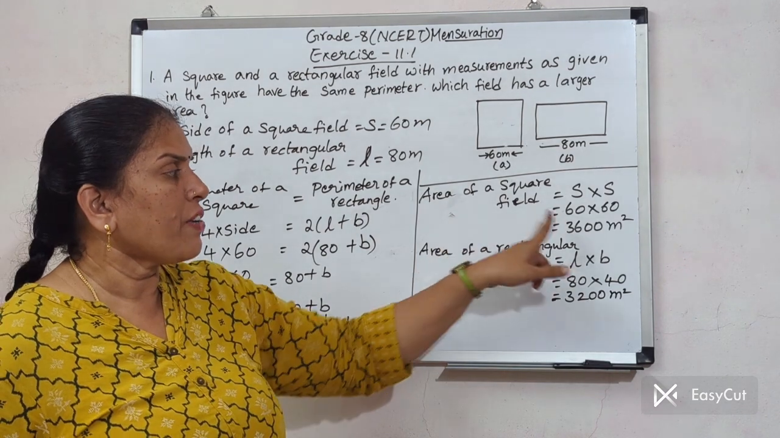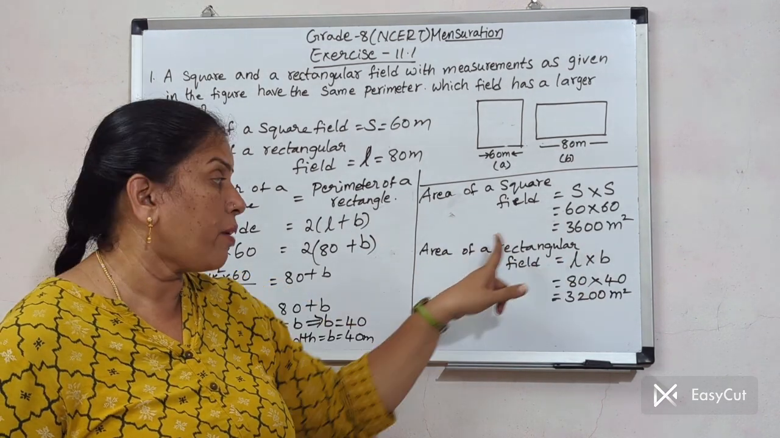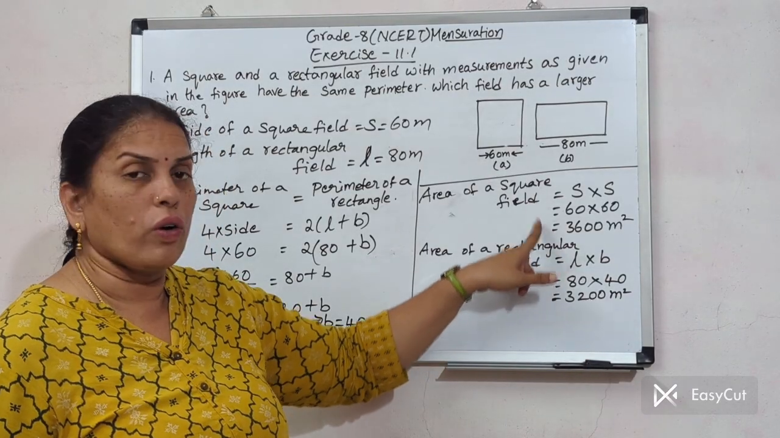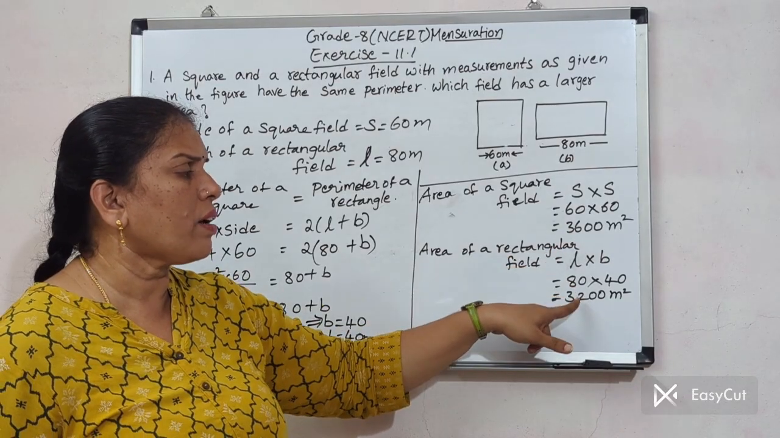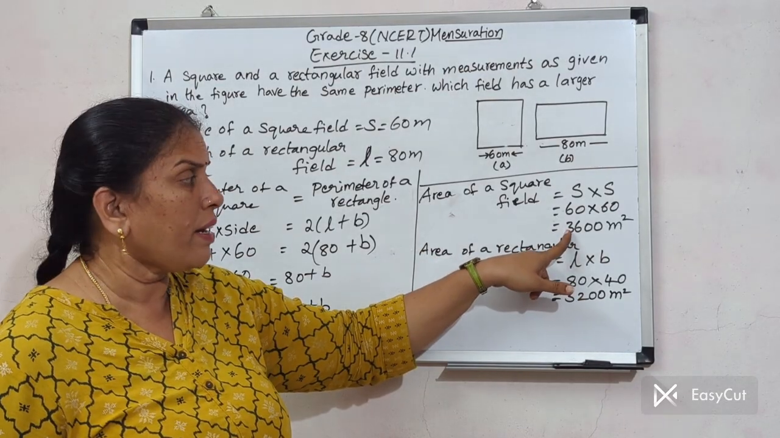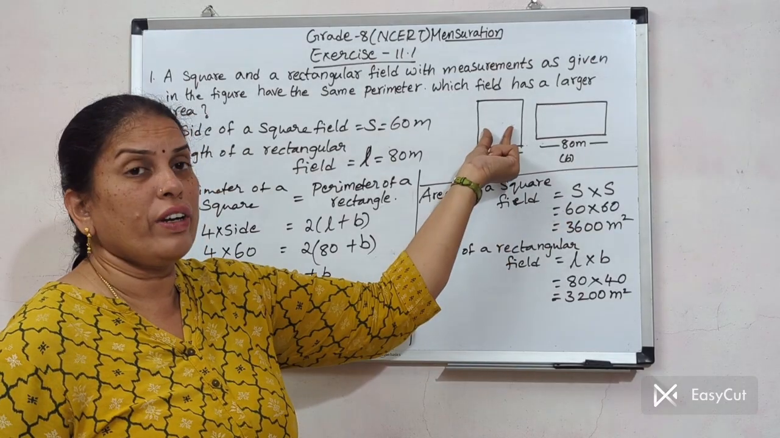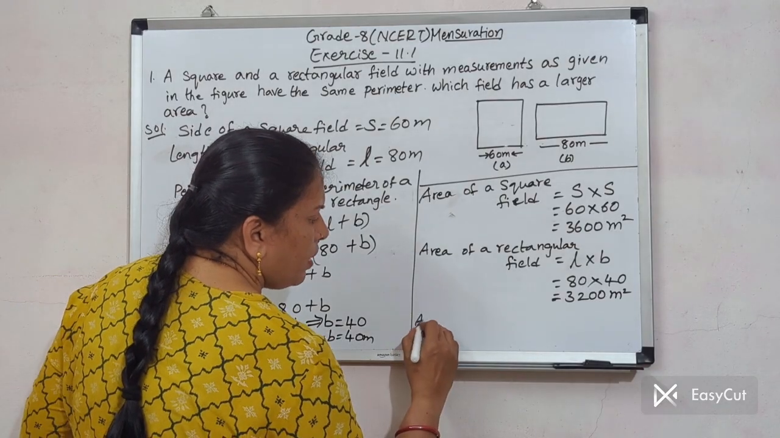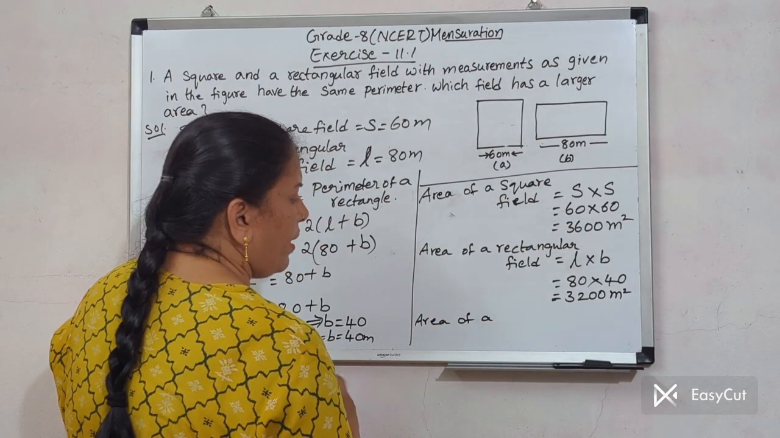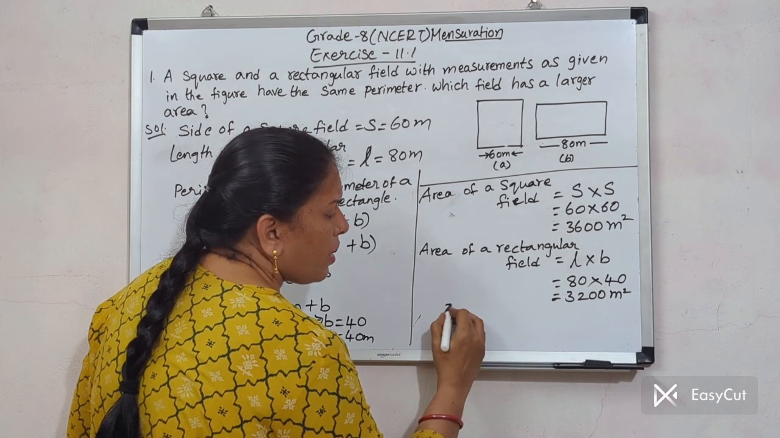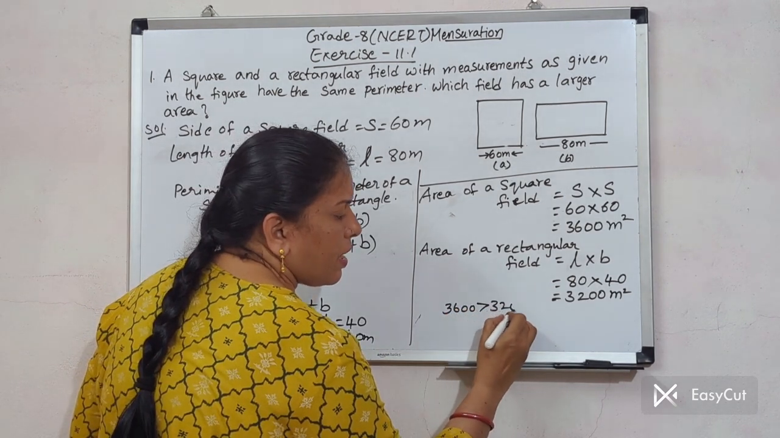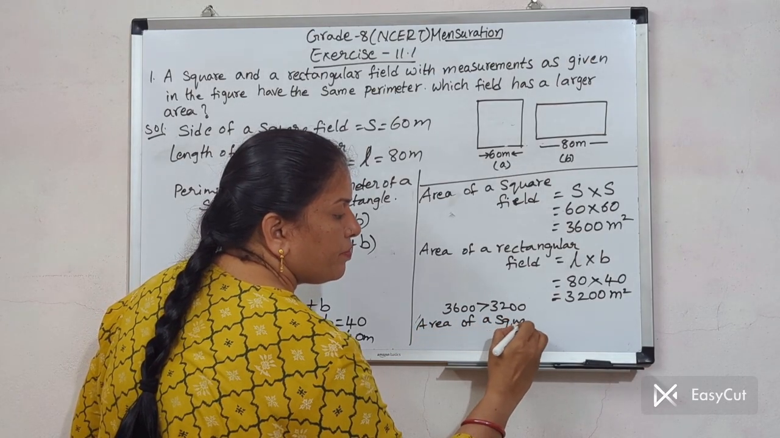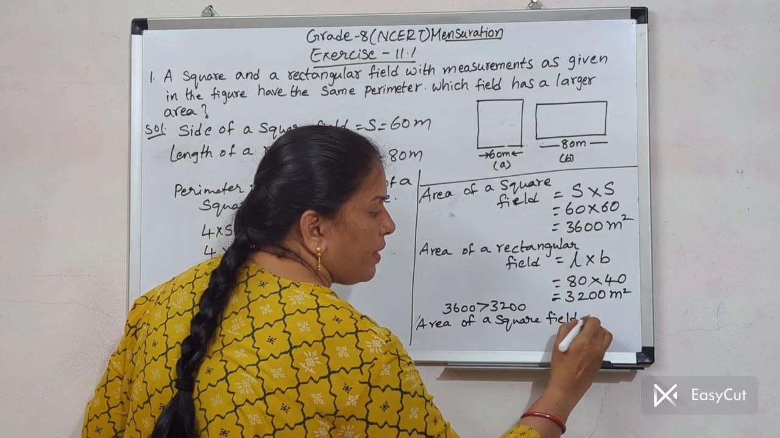See here, area of a square is equal to 3600 meters square. Area of a rectangular field is equal to 3200 meters square. Which is having more value? 3600 or 3200? 3600 area is more. So the area of the square field is more, which has a larger value. 3600 is greater than 3200. So the area of a square field is larger.